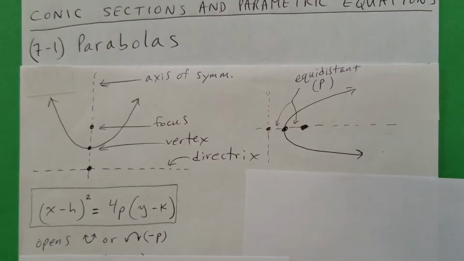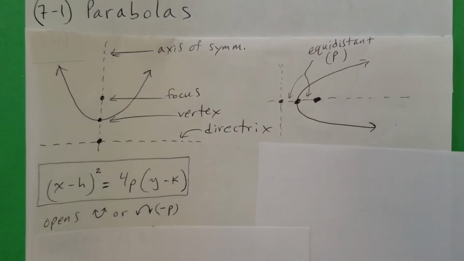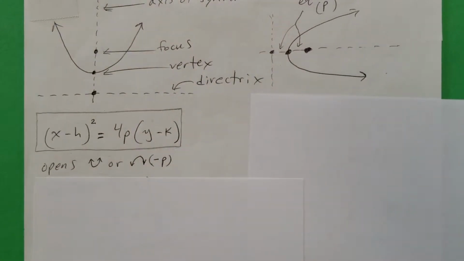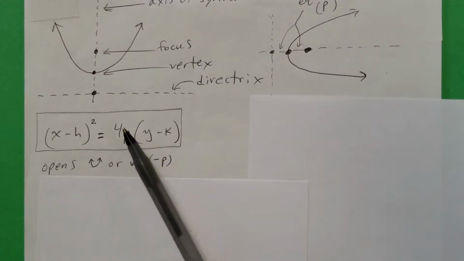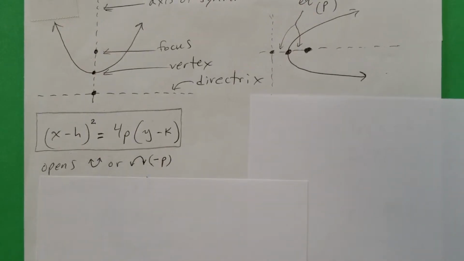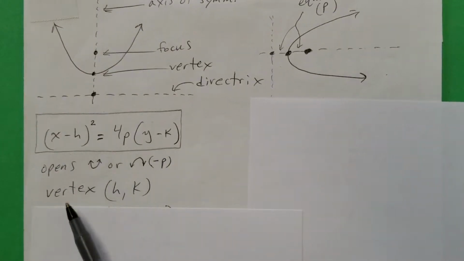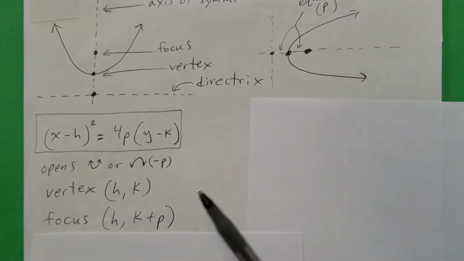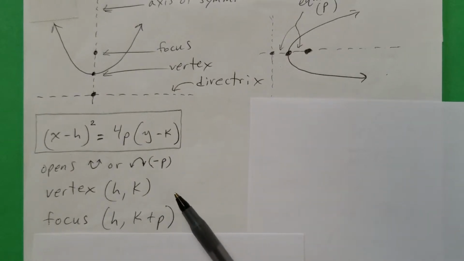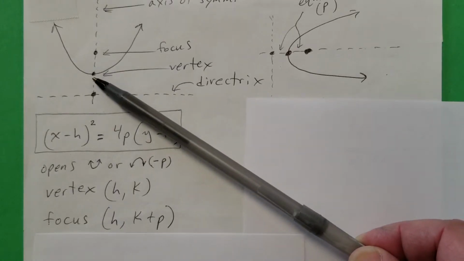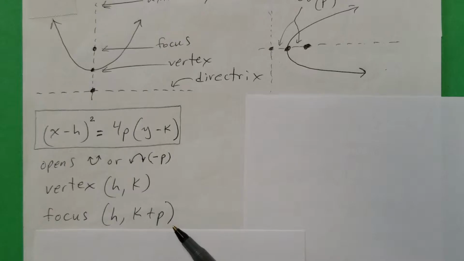Before I wrote that down, your parabola can open up or down depending on whether the p number, the p-value here, is positive or negative. If it's positive, it's up. If it's negative, it's down. Like I said, the vertex is (h, k), whatever h and k are. The focus is (h, k plus p). So what we're doing is going to (h, k) and then adding p to the k.